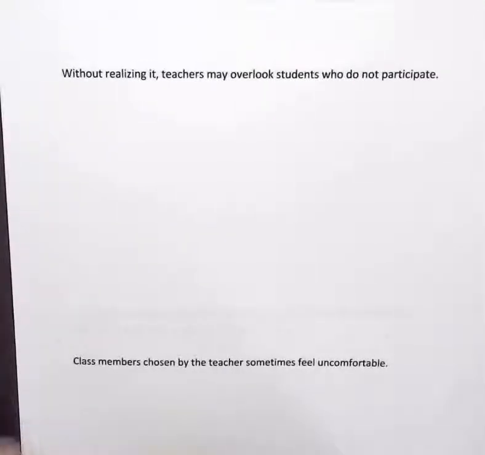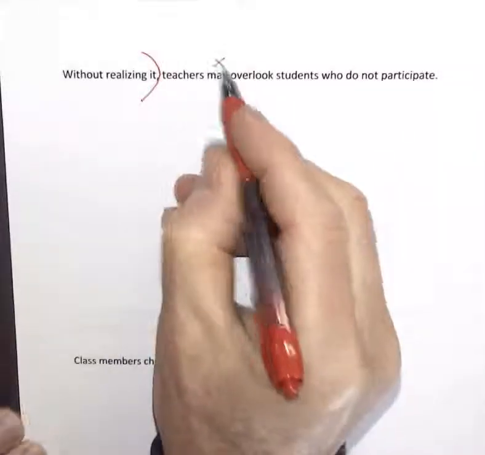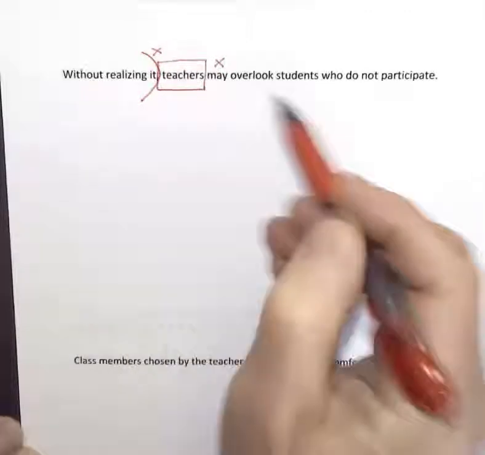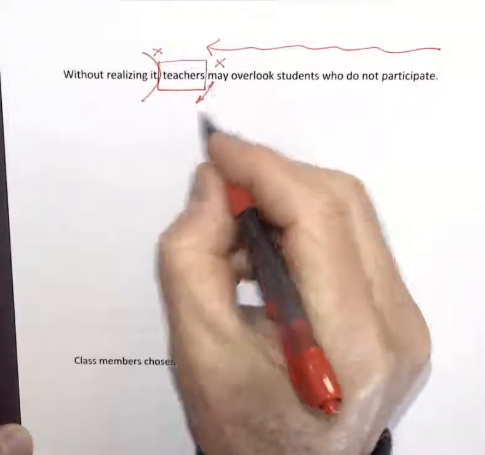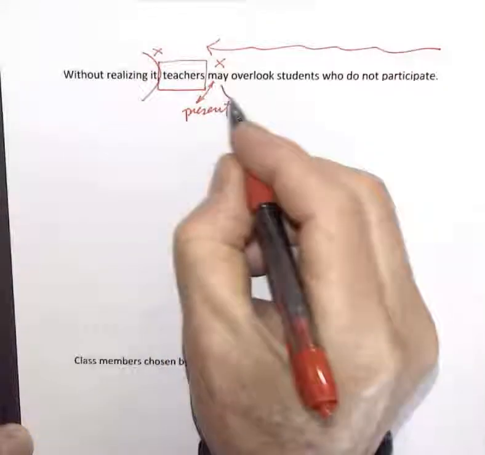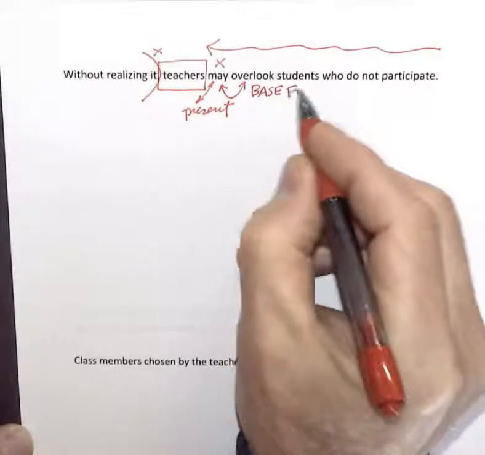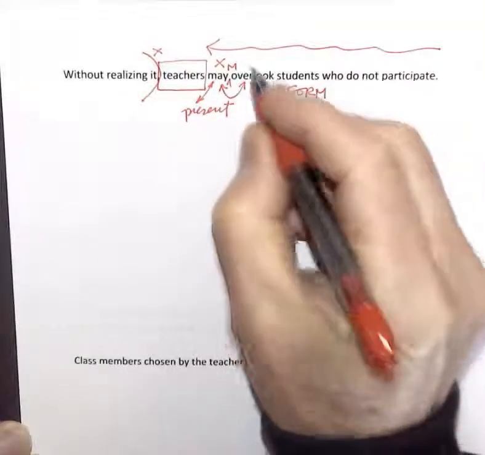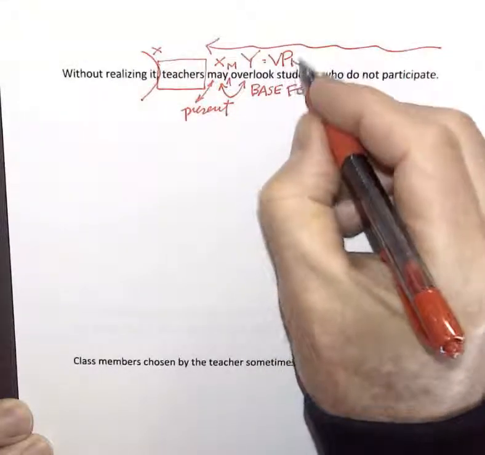Without realizing it, teachers may overlook students who do not participate. Shifter, without realizing it. X word, may teachers overlook students? Teachers may overlook students. Teachers is the subject. Predicate, may ties with the present. May ties with overlook, base form. The M place is here between overlook and may, and overlook students who do not participate is Y. This is a verb phrase, no time.